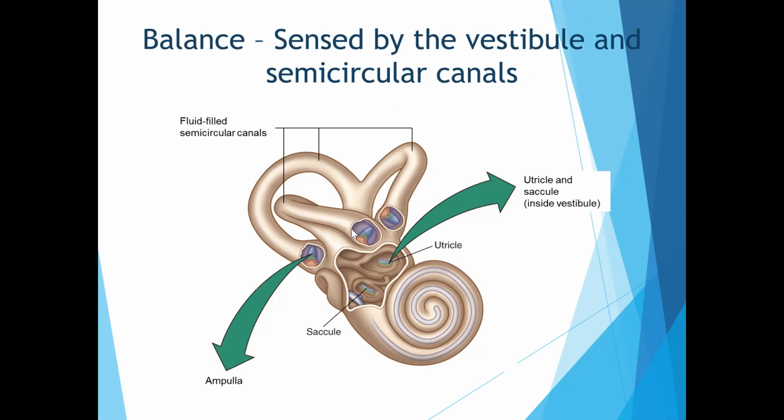So at the end of each of our canals is what's known as the ampulla. And so there's a lot of hair cells in here. And so as our fluid moves those hair cells, that's how it's able to detect our movement and keep us on track. So the ampulla is at the end of each semicircular canal. The vestibule can be further broken down into the saccule and the utricle.